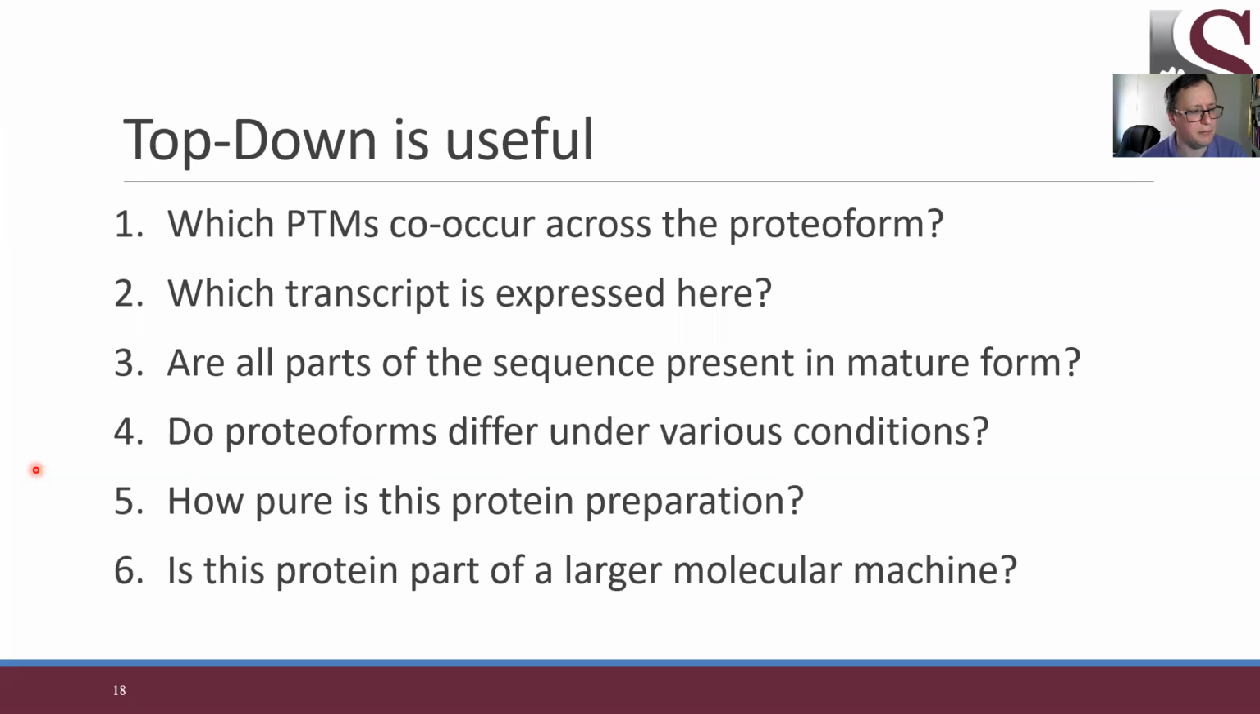Tabo, are the students able to type questions into chat, or do they need to say them out loud? They can do both. So maybe they can raise their hand and then we can acknowledge them and take the questions. Okay.